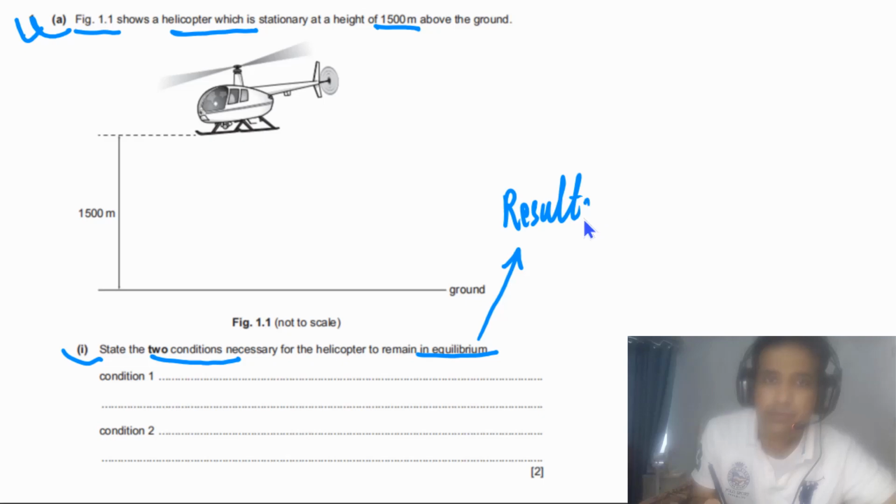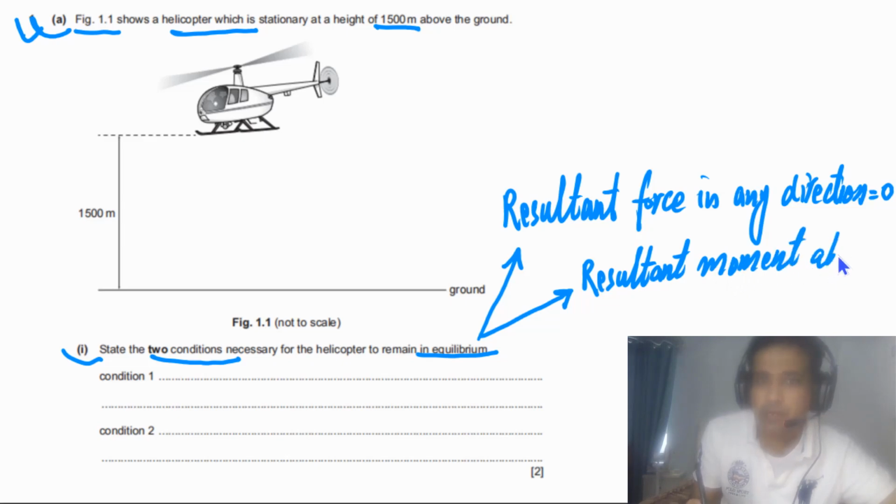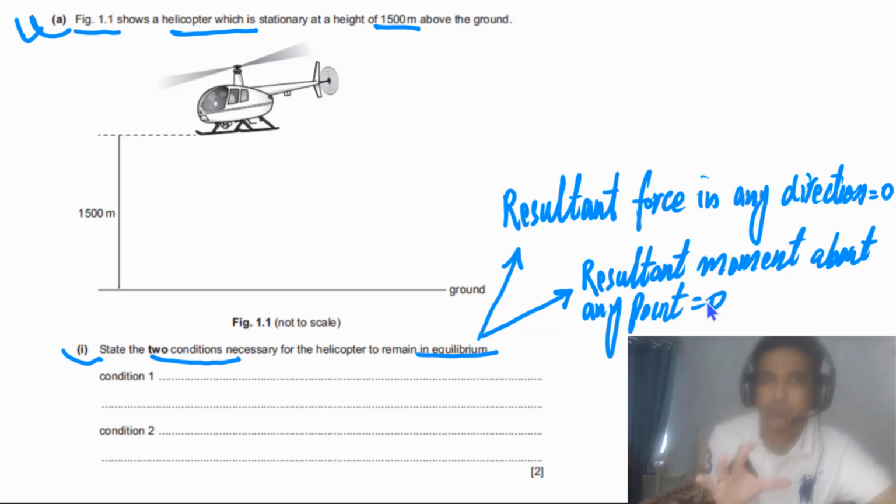So first condition, simply you can say resultant force in any direction. The proper way to say it is resultant force in any direction is equal to 0. And the second condition is resultant moment about any point is equal to 0. So these 2 points you have to write down.